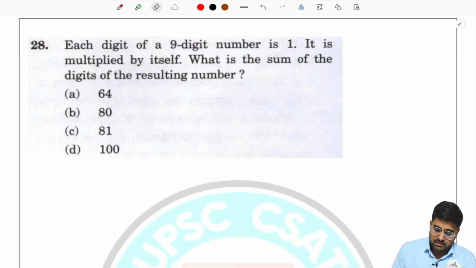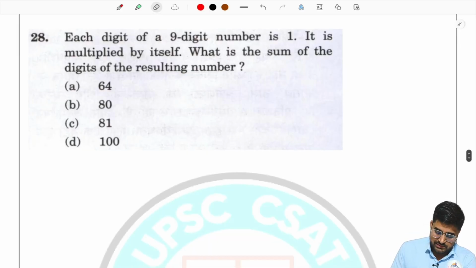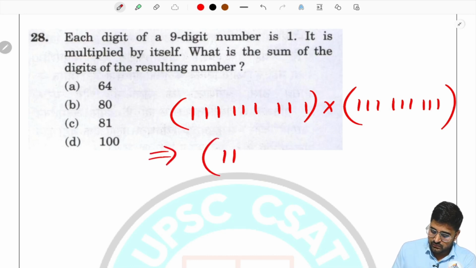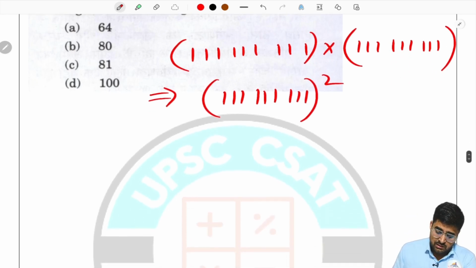Again, a good question and a simpler one. Let's start. Each digit of a 9-digit number is 1. It is multiplied by itself. Let's pause here and start the question. We have a 9-digit number where each digit is 1, and it gets multiplied by itself. So the question basically is this.